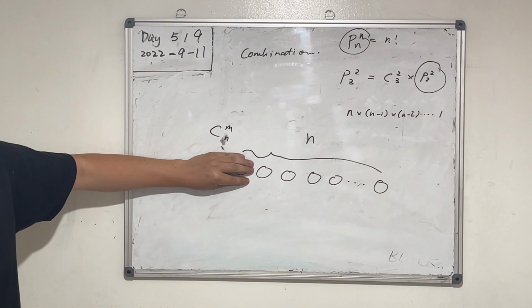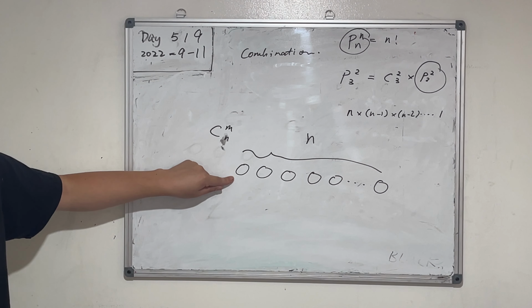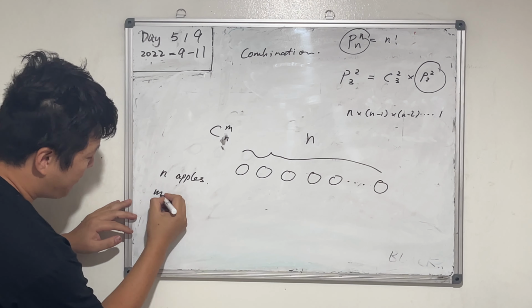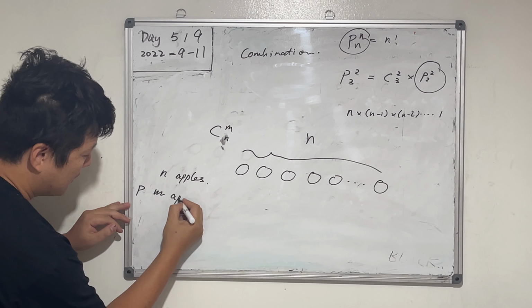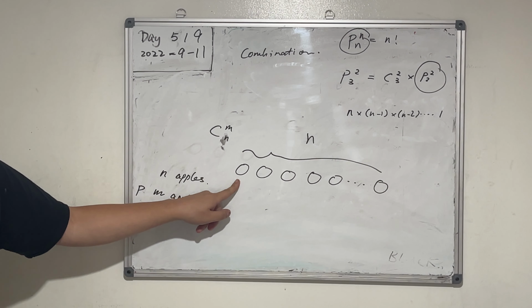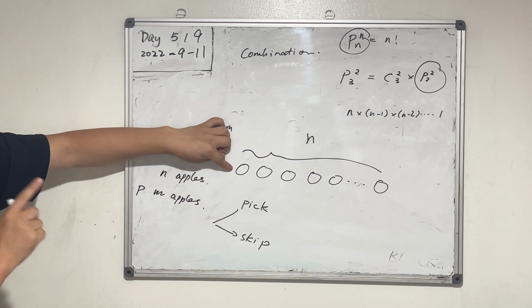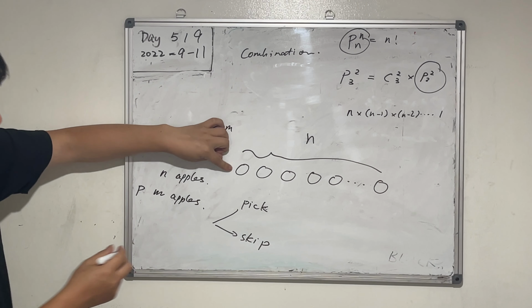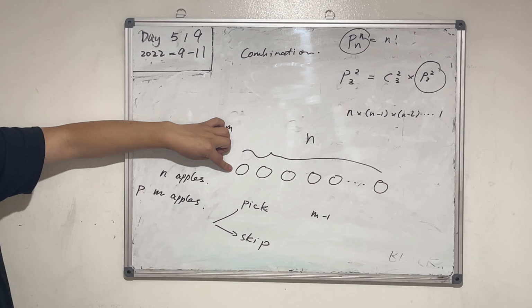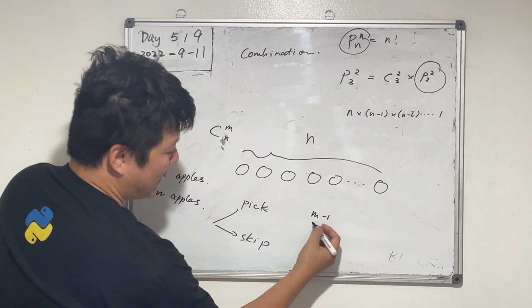But how many apples do we need to pick if we pick 1 apple already? For the first apple we have 2 choices: we can pick it or we don't pick it. We want to pick m apples. When we pick 1 apple, we have n minus 1 apples left to pick from, and we need to pick m minus 1 more.